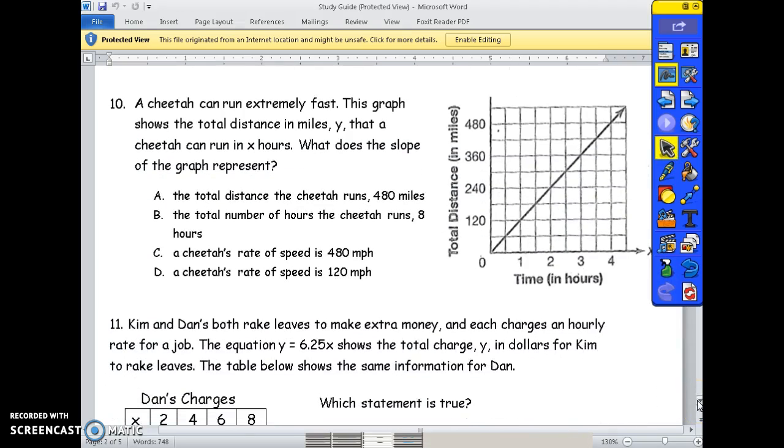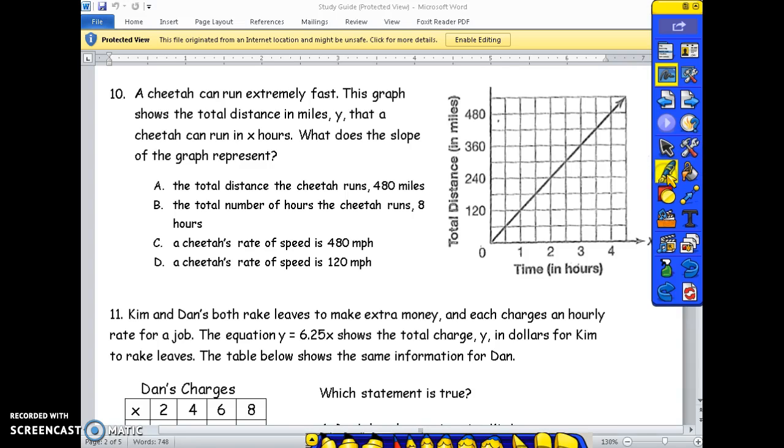A cheetah can run extremely fast. This graph shows the distance in miles that a cheetah can run in x hours. What does the slope of the graph represent? Well, the slope is going up 120, to the right 1, so the cheetah's rate of speed is 120 miles per hour.